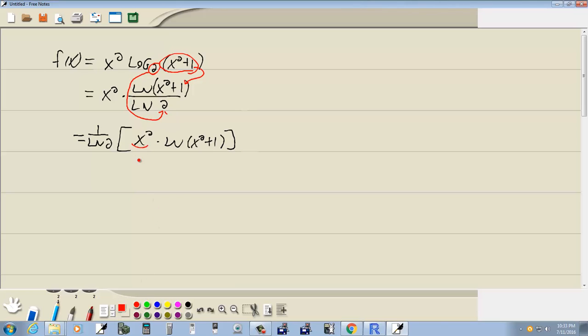Product rule. This will be p, and this will be q. So I need p prime. P prime would be 2x. I also need q prime. And this is a chain rule applied to the natural log. The derivative of natural log of something is 1 over whatever, in this case x squared plus 1, times the derivative of whatever is right here, which is x squared plus 1. Well, the derivative of x squared plus 1 is 2x, so that's going to give us 2x over x squared plus 1.